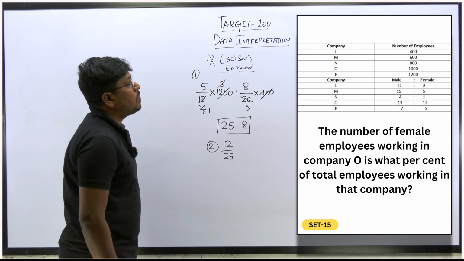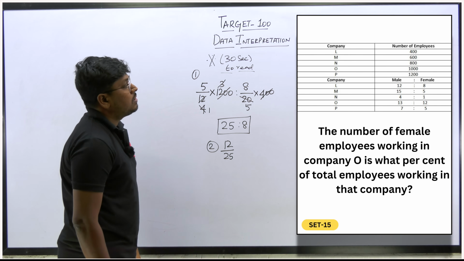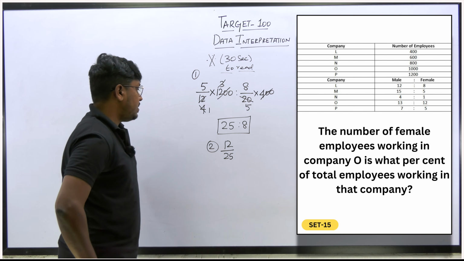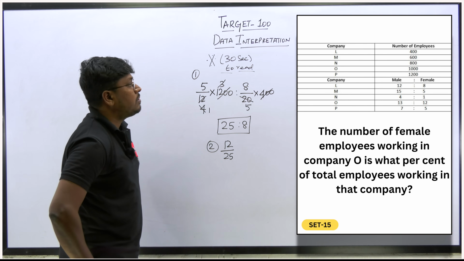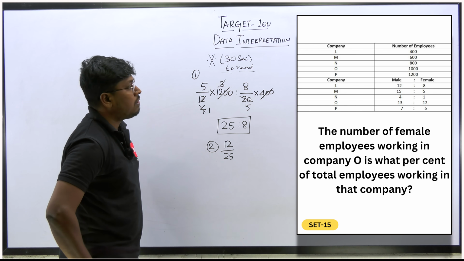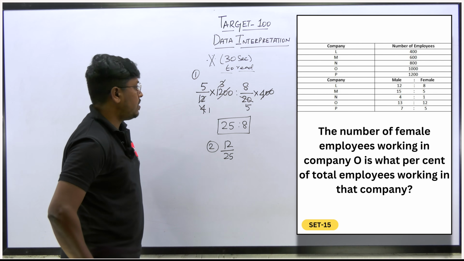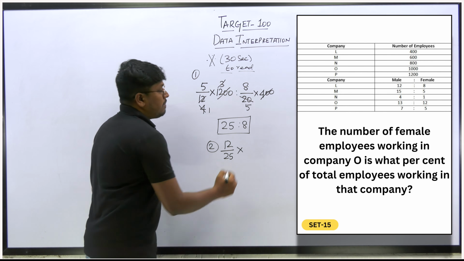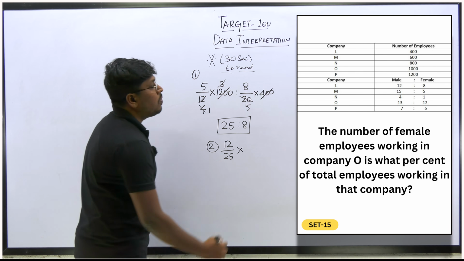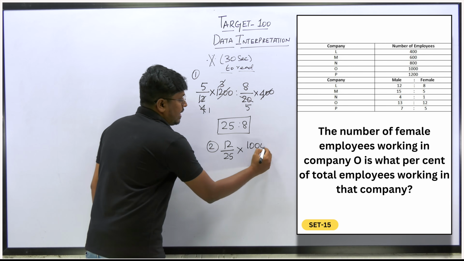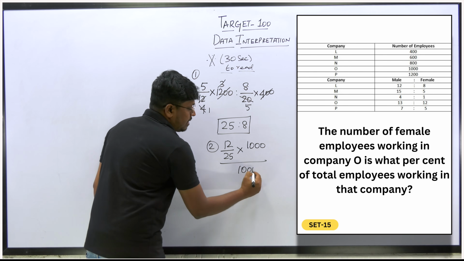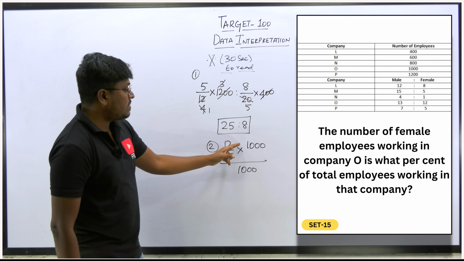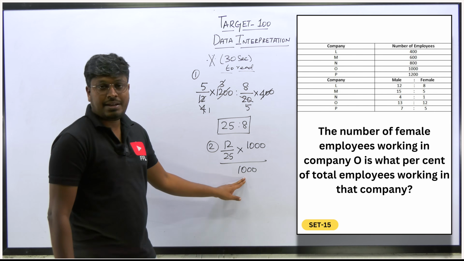Okay, so it's what percentage of the total number of, just a minute, the number of females working in company O. Company O is how much? 12 divided by 25, right? Out of this, the total number of employees working in company O is how much? 1000. So again divided by 1000, because X is what percentage of Y: this will be the X value and this will be the Y value, into 100.